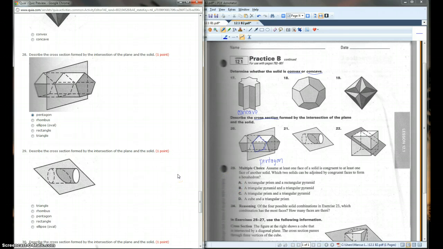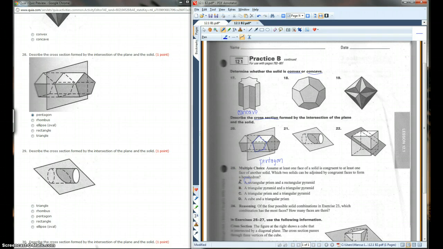Alright. Number 23. Assume at least one face of a solid is congruent to at least one face of another solid. Which two solids can be adjoined by congruent faces to form a hexahedron? You probably noticed that I skipped number 21 and number 22. I'm going to leave those two for you guys to figure out. For number 23, you need to know what a hexahedron is. It's not a hexagonal prism. A hexahedron is going to have 6 sides.